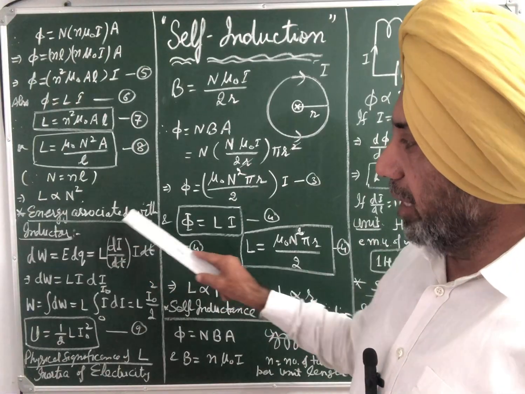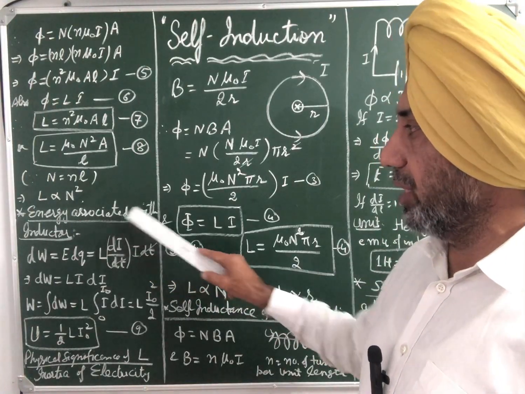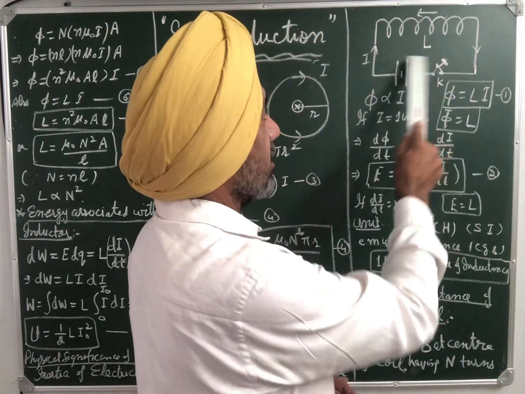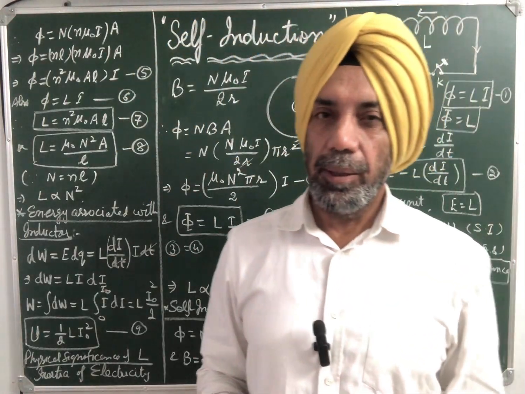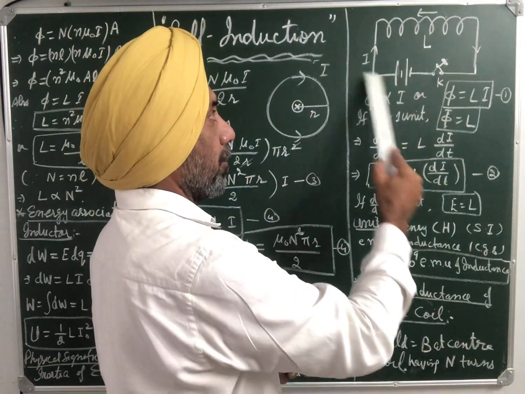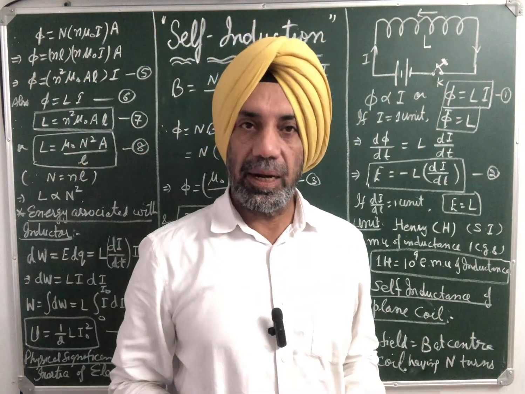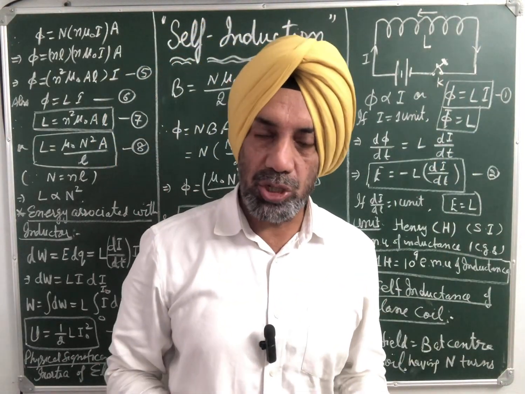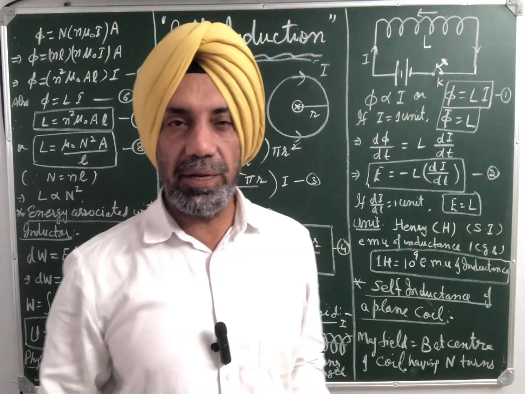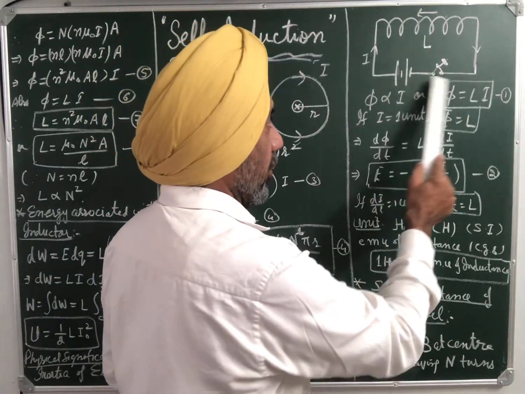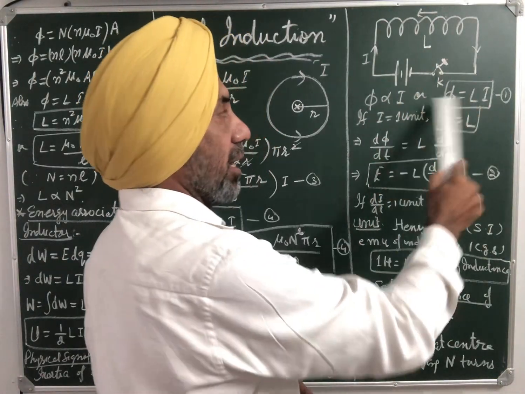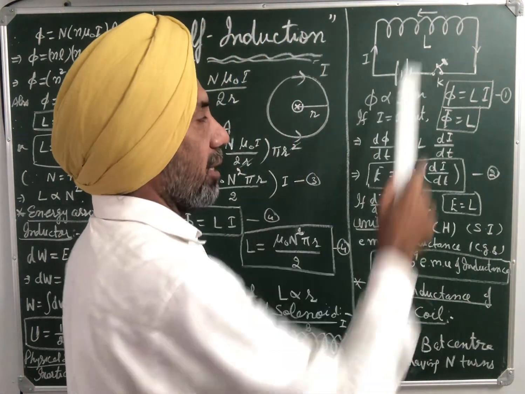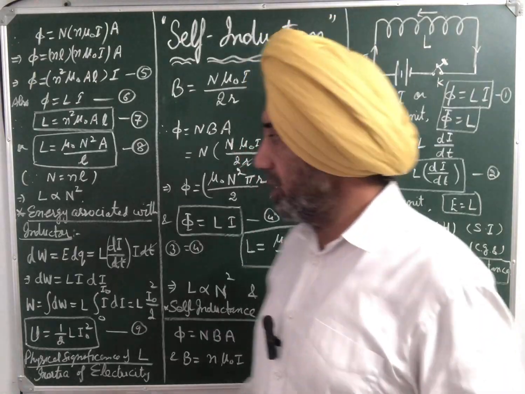Now we can also calculate energy associated with the inductor having self-inductance L, because when current varies through the inductor, self-induced EMF is produced. It means which opposes the growth of current or decay of current. It means in order to maintain a sufficient amount of current in the circuit, work has to be done. That work done is stored in the inductor as its energy.